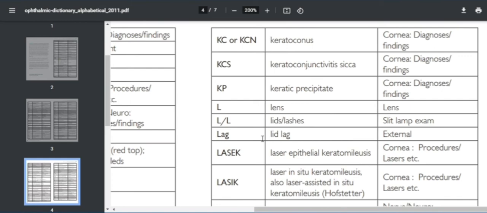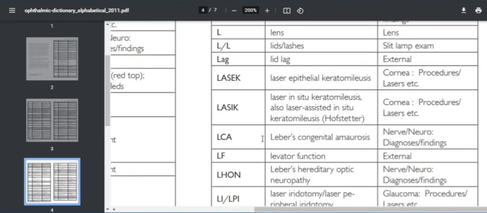LAG, lead lag. LASIK, laser in situ keratomileusis. LASIK is the most widely used refractive surgery, where a laser is used by making a flap, and also a laser is used to change the curvature. So it is mostly performed in people with high refractive error who want to avoid or drop their glasses. LCA, Leber congenital amaurosis, a neuro ophthalmology diagnosis.